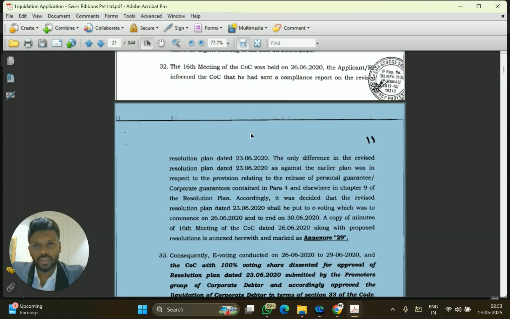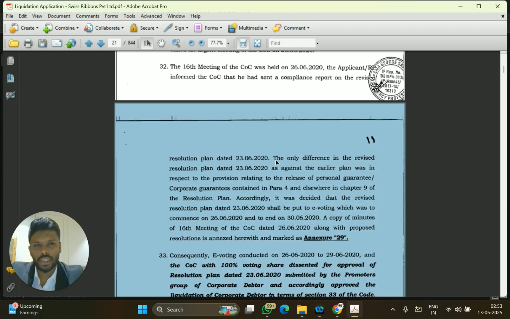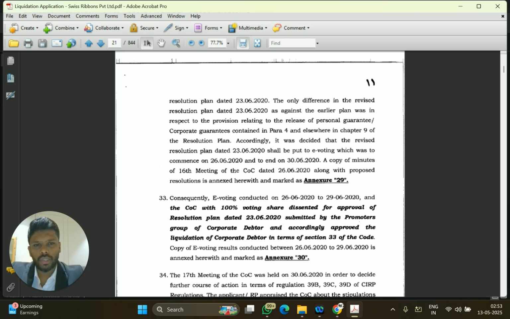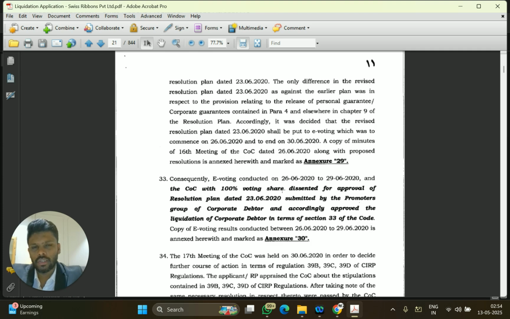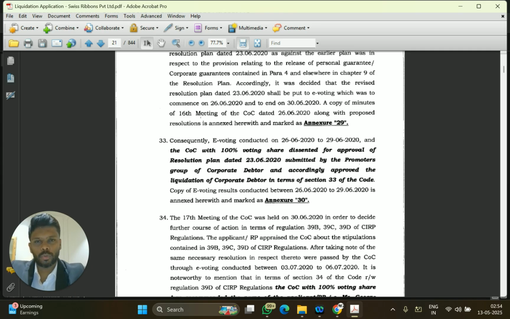Again, a 16th COC meeting was held, and the compliance report of that revised resolution plan was presented by the RP. What was the difference in the resolution plan is stated here. Thereafter it was decided that the revised resolution plan shall finally be put to e-voting, which would commence on the 26th and end on so and so. So now if you see, the promoter group was given ample opportunities to submit their resolution plan. With whatever best offer they could make, they submitted the plan, and it was put to vote in an e-voting window.